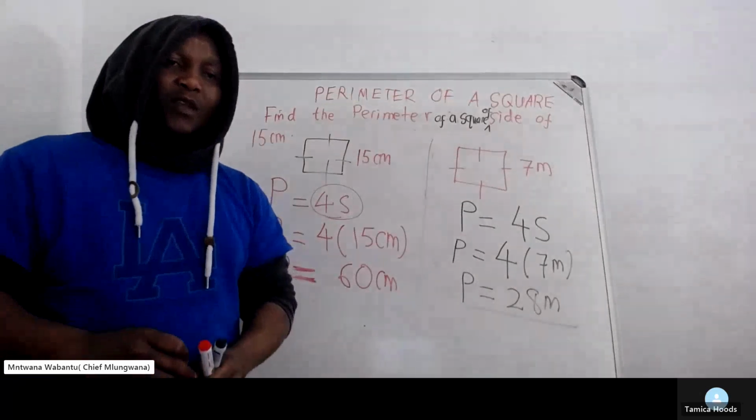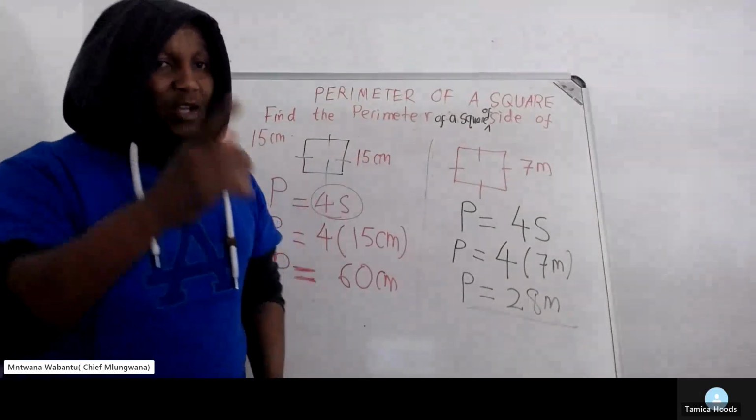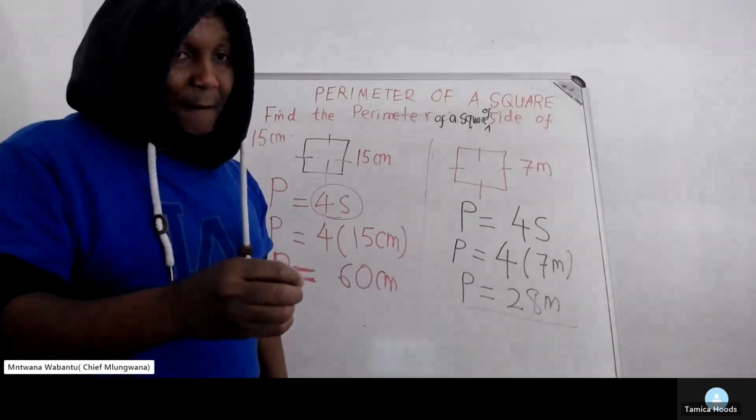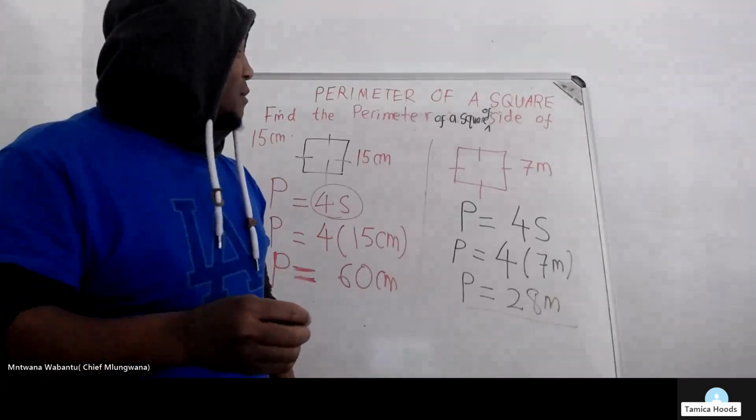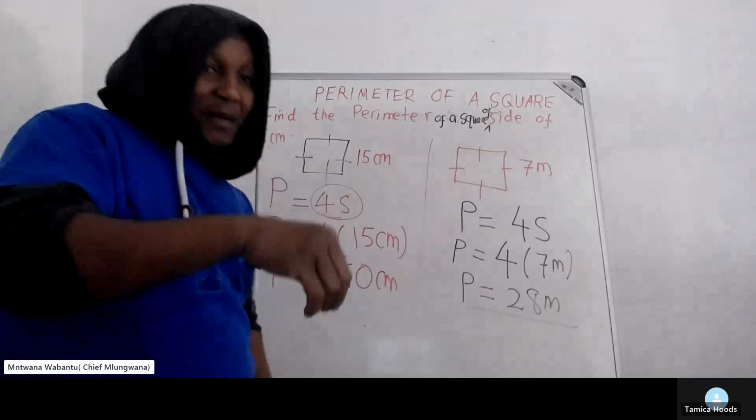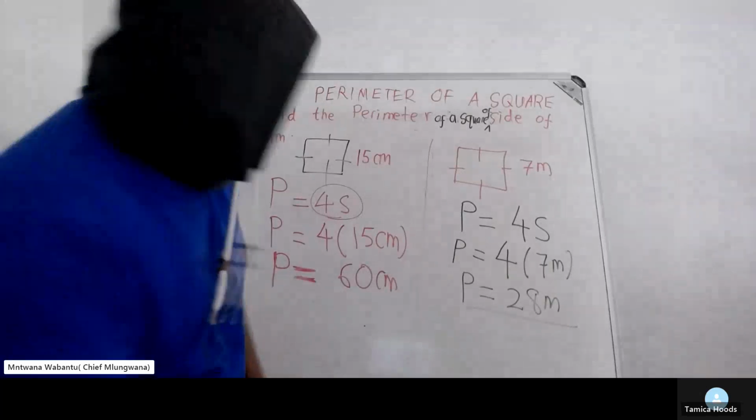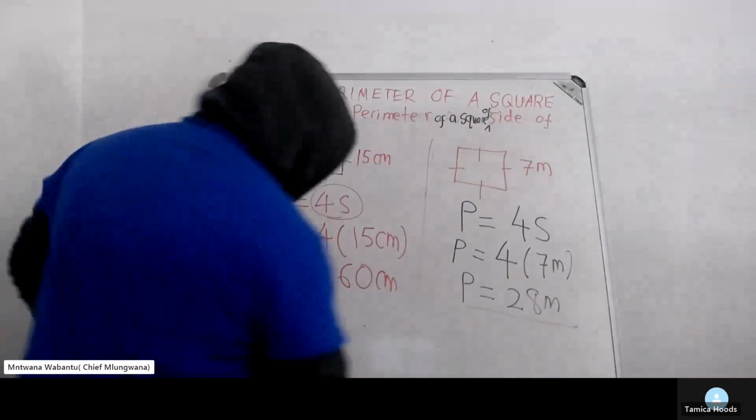Okay, so you need to remember the formula. So now I'm going to give an example whereby they give a perimeter and then they ask you to find the side, like how we did for area, okay?